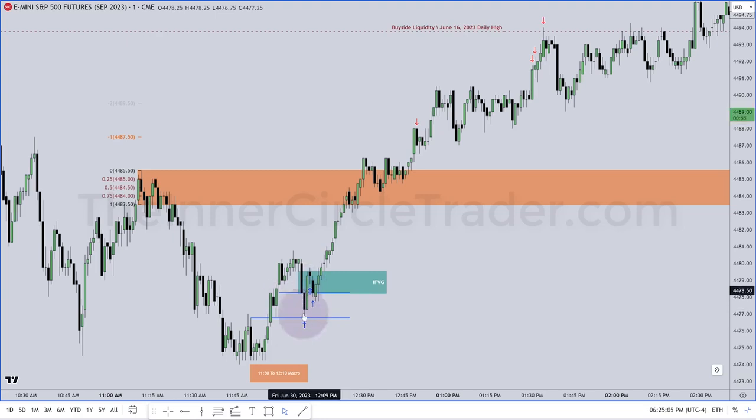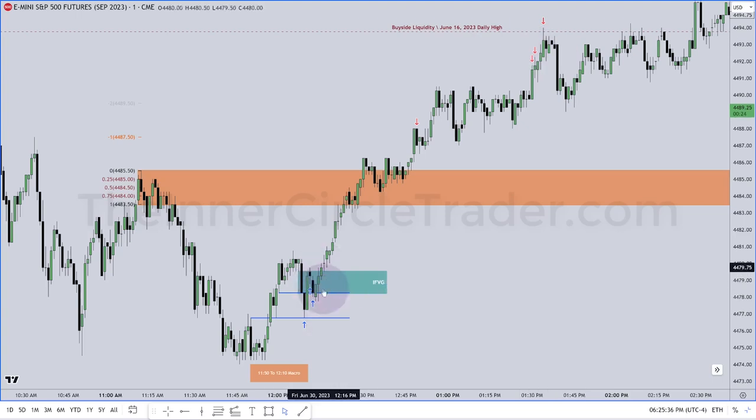What am I buying? Consequent encroachment of that 5-minute fair value gap. It's defined by this level and that level. Then I'm buying what? Consequent encroachment of the inversion fair value gap, which is this level here. I expect this to be support and find a point of accumulation to send it higher, to attack buy-sell liquidity and draw up into the high on the 16th of June, 2023.